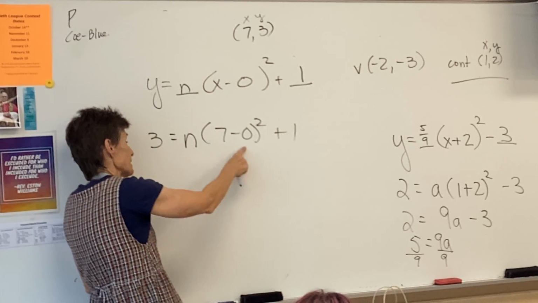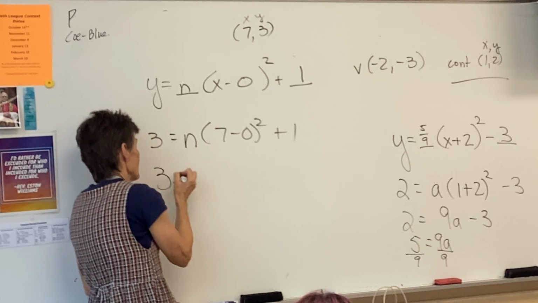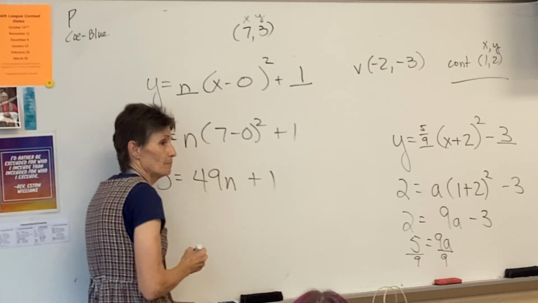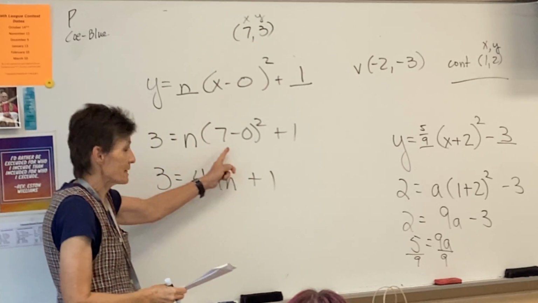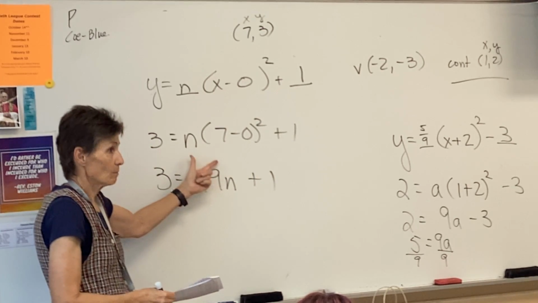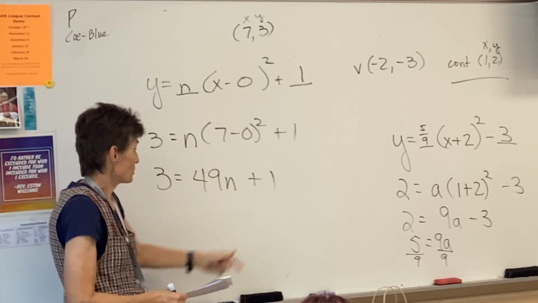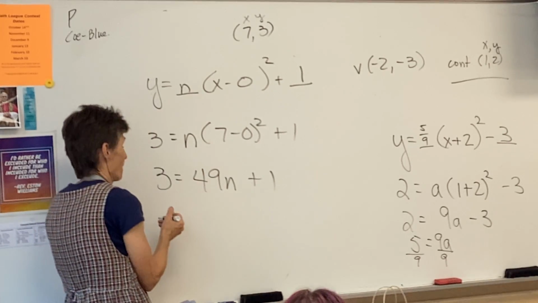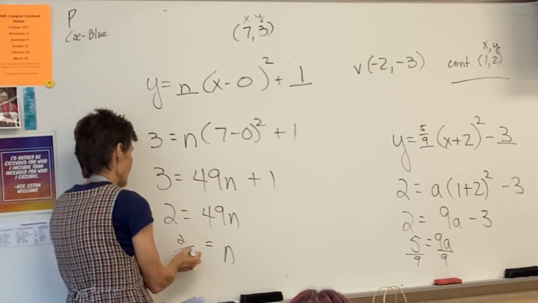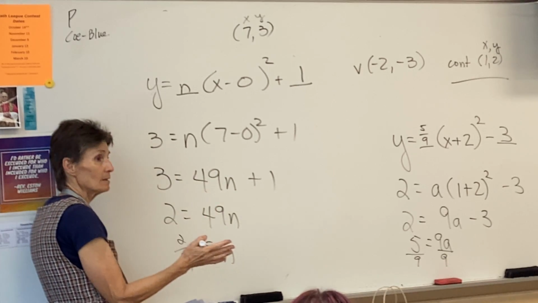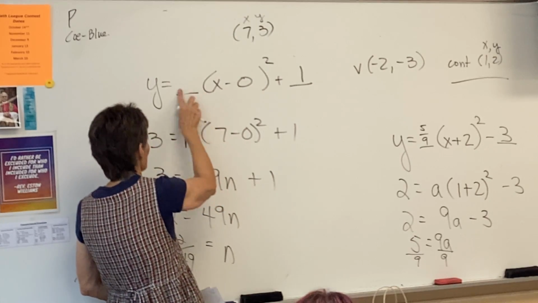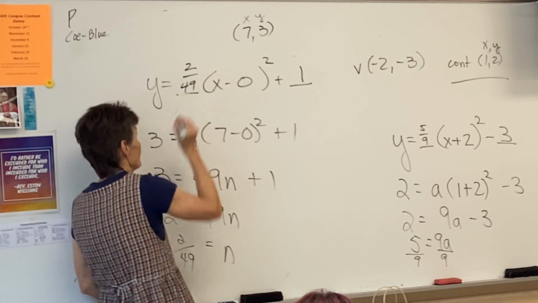All right, 7 minus 0 is, squared is, this is 49N. It's not 49 plus 1, it's 49N, or A, whatever, 49 variable, plus 1. So now we will subtract 1 and divide. So again, that is a horrible number, but I don't care because I'm not doing anything with it except writing it out here in front.